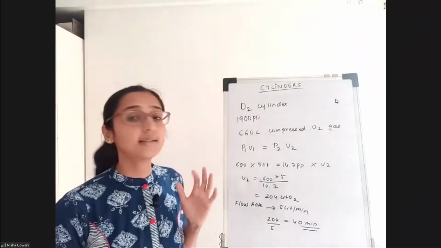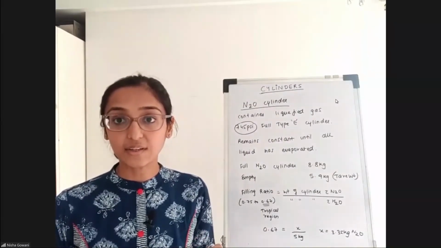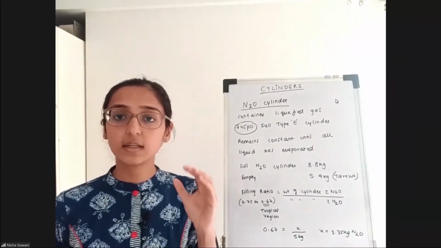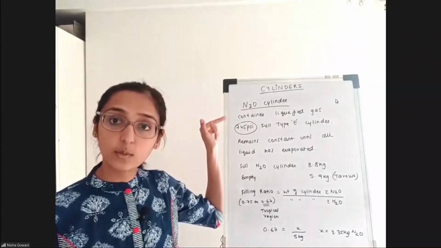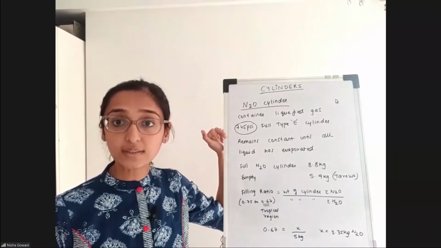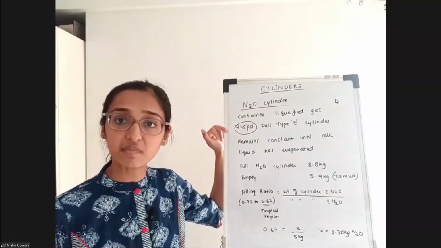Now let's understand the nitrous oxide cylinder. The nitrous oxide cylinder contains liquid nitrous oxide within it, so it contains the liquefied form of the gas. The pressure that will read on a full type E cylinder with nitrous oxide will be 745 psi.